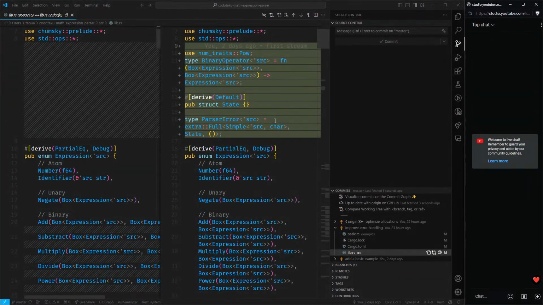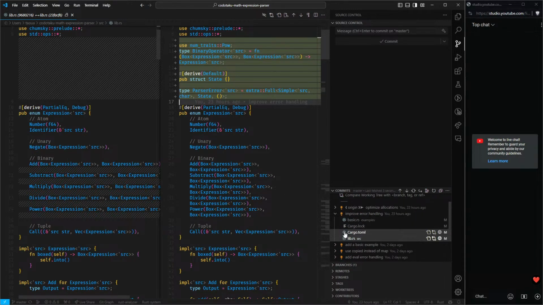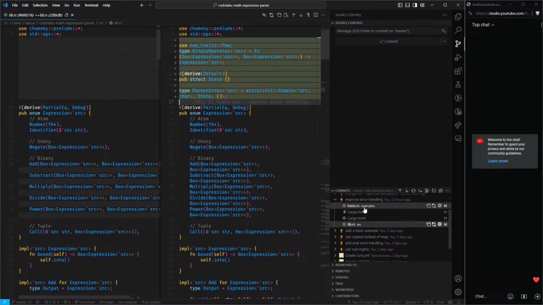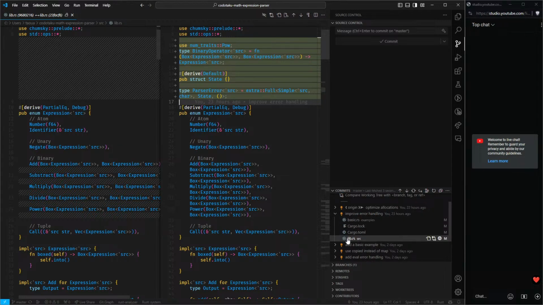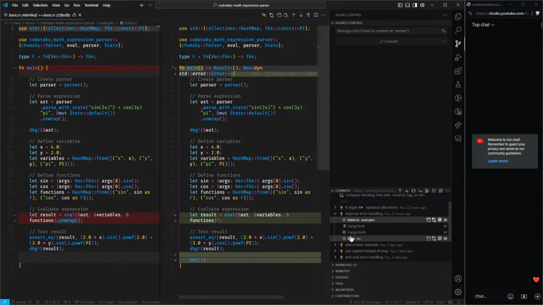Alright, so last stream we optimized some allocations pretty much, and we improved a bit the error handling. In Cargo.toml, we added this error library. We're using that for error handling for our library. Other than that, our example of course has changed. Right now, instead of unwrapping in eval, we just propagate the error back to the main function.